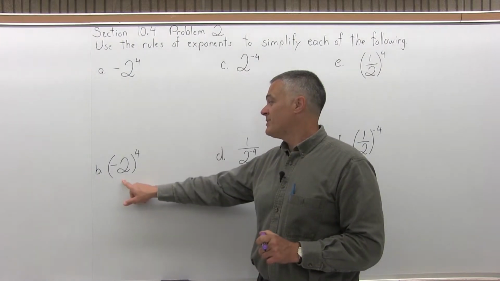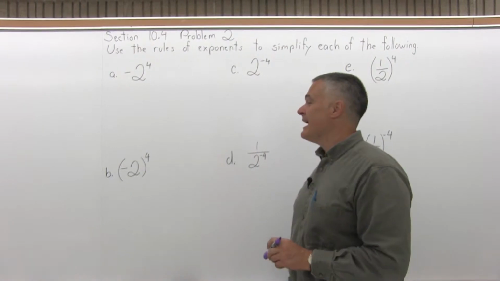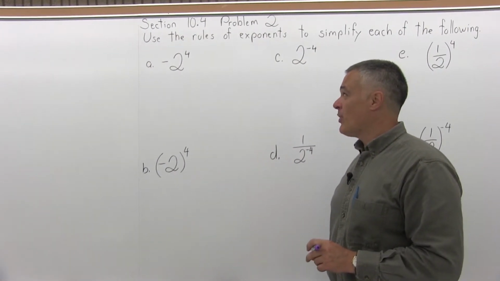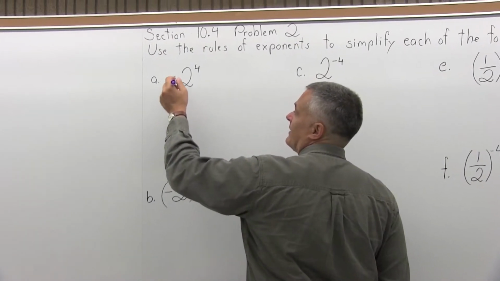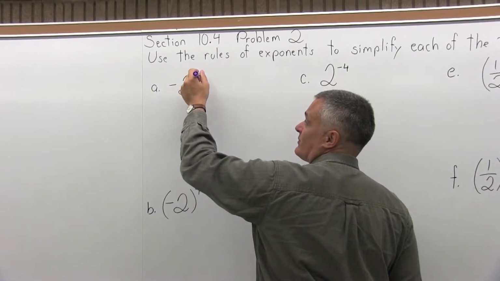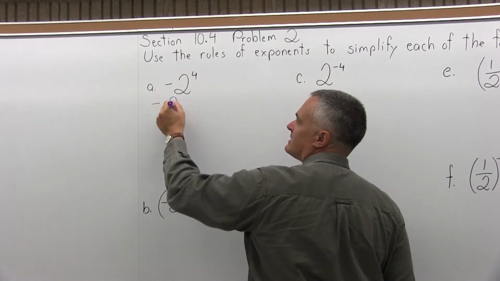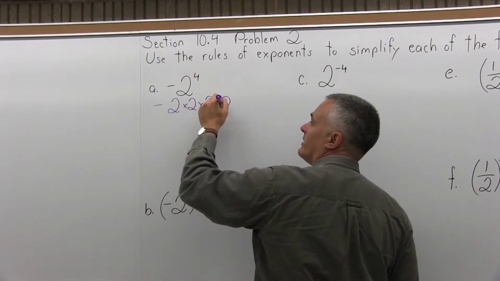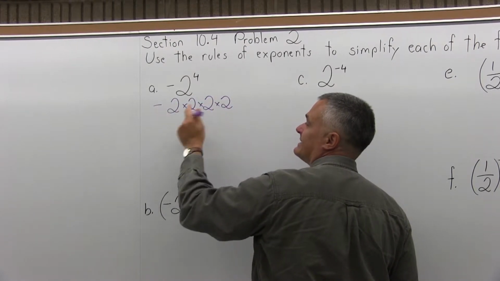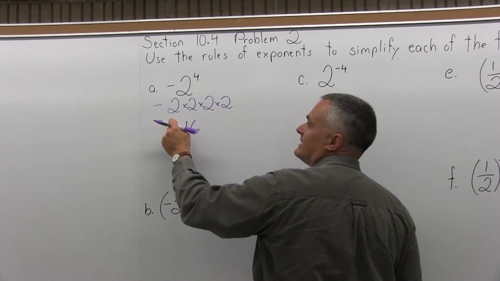And if you notice, Part B is also a negative 2 to the 4th power. The difference is the parentheses. In the top one, A, negative 2 to the 4th power, the negative is not being raised to the 4th power, only the 2. So really the negative stays out front, and you have 2 to the 4th. So you have 2 times itself 4 times: 2, 4, 8, 16. The answer is negative 16.